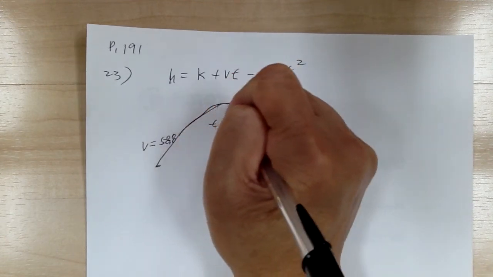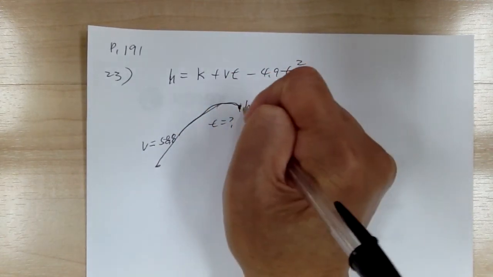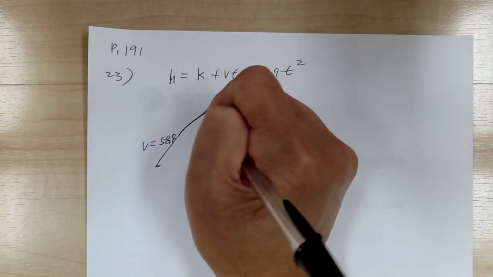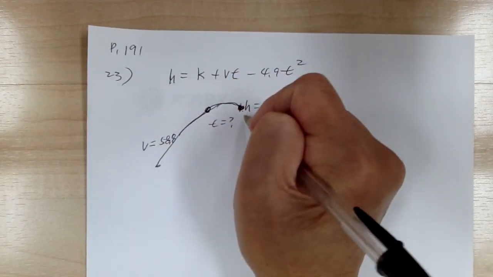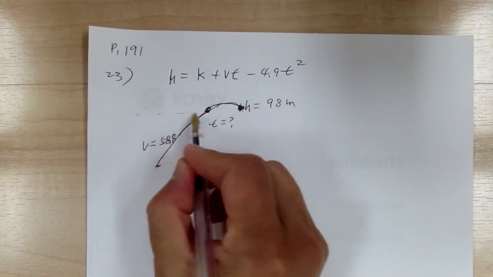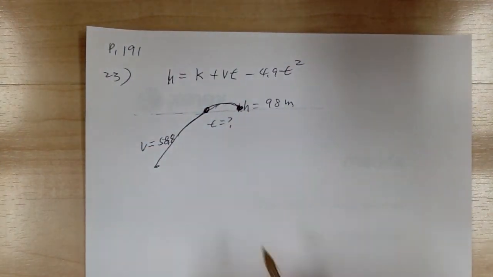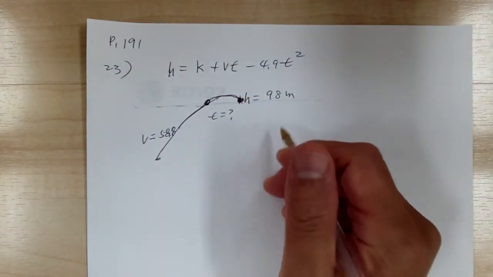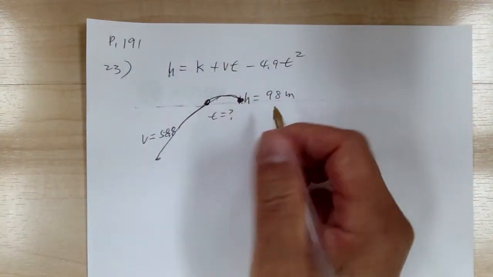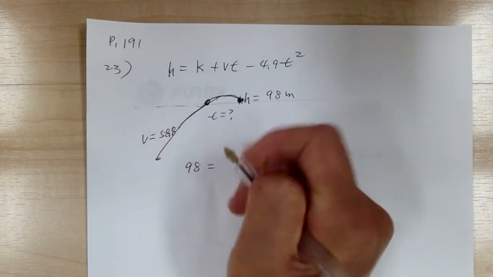Okay, so what happens is the projectile is going up. So when the height equals 98, it occurs twice: one is when it's going up, one is when it's going down. Okay, so over here, this is the height equal to 98. So I'm going to substitute everything in here. Okay, so h equal to 98 equal to k.